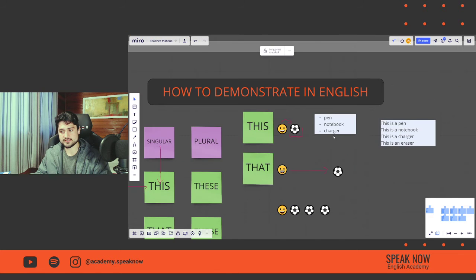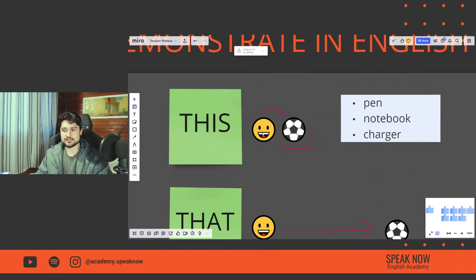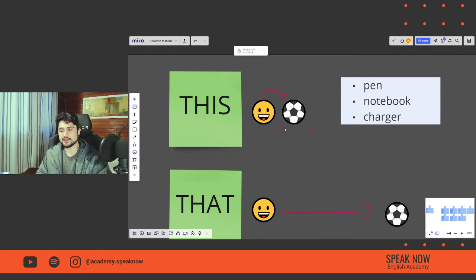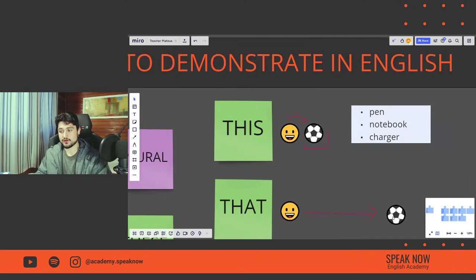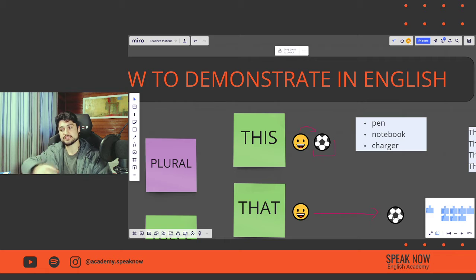All right, guys? So in this case, this is a ball. And then in the second situation, that is a ball. So we are demonstrating this is a ball or that is a ball. This is a charger or that is a charger. This is a notebook or that is a notebook. This is an eraser. That is an eraser. All right. Close to you and far away from you, but only one object.